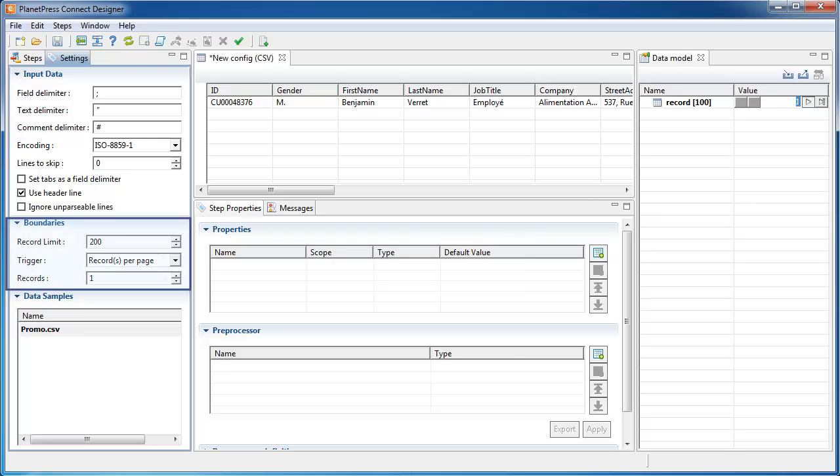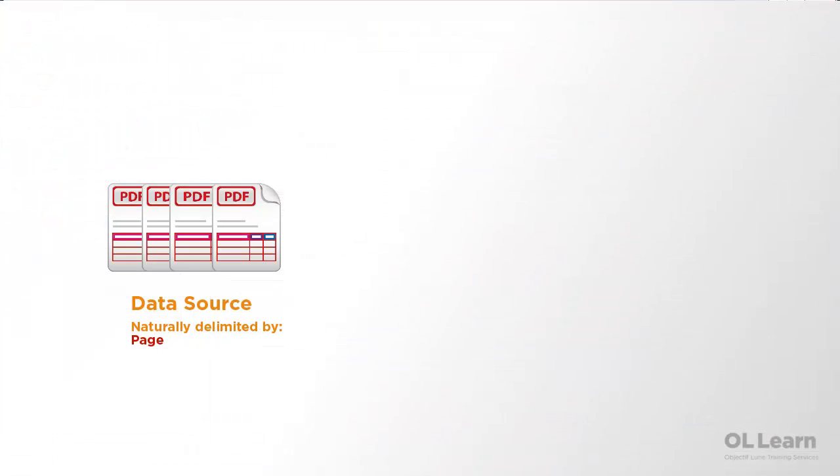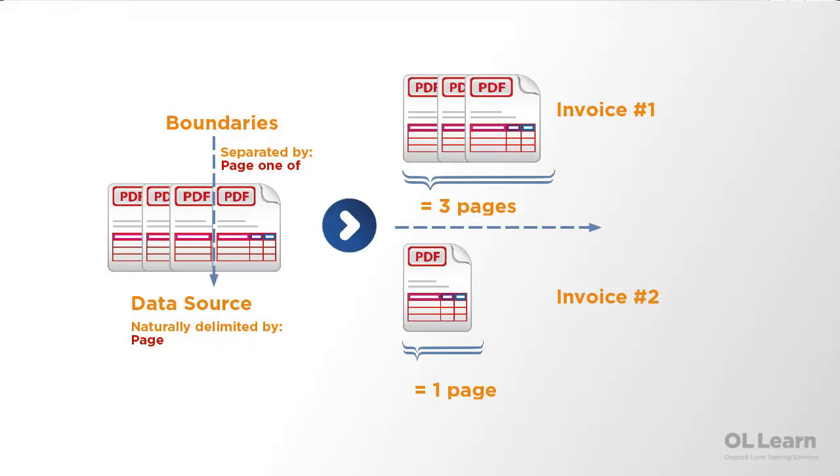Then we have the boundaries, which are the separation between each source record, and they must be defined manually for each data mapping configuration, because data sources are generally unique between each form of data. Now, boundaries can be set, for instance, through the detection of a word or through a conditional expression.